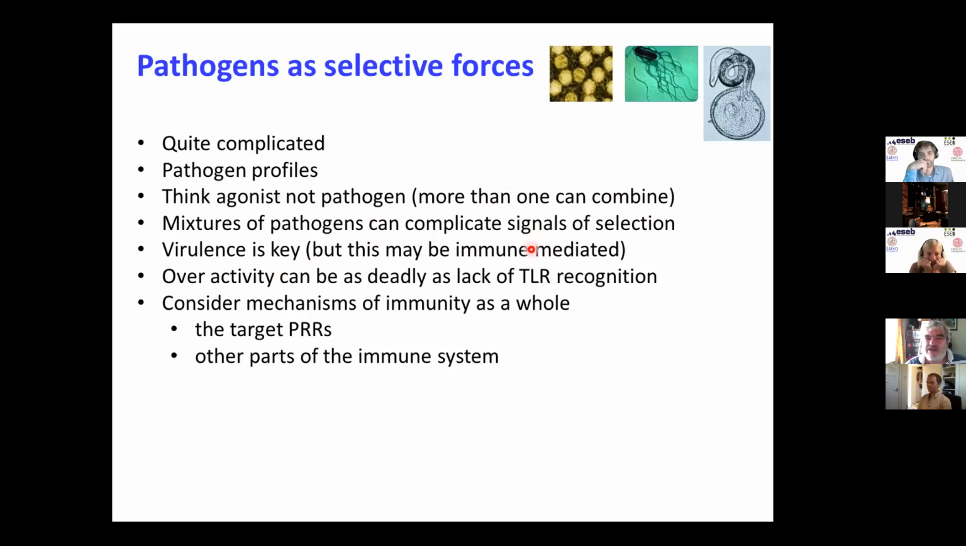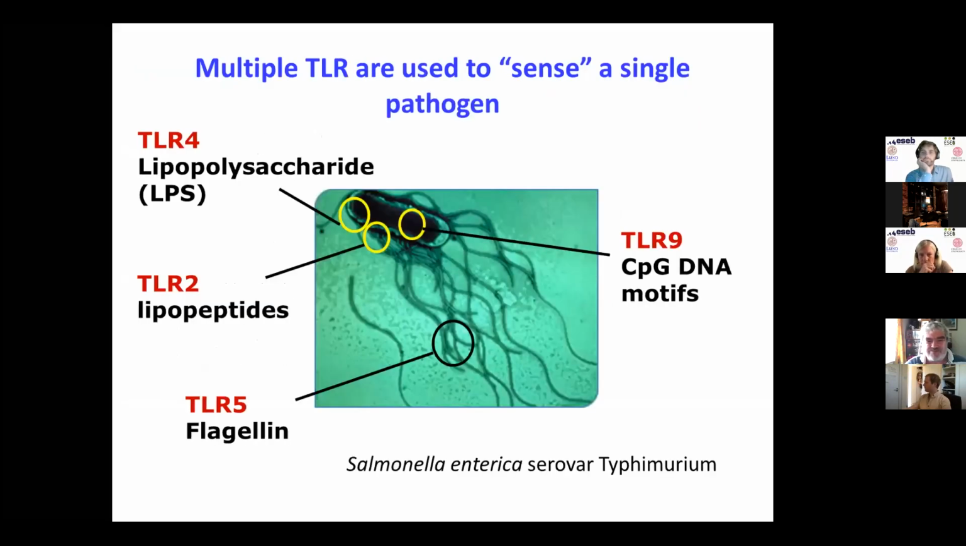We've already talked about how dangerous toll-like receptors are. Overactivity can clearly be as deadly as a lack of TLR recognition. Consider the mechanisms that TLRs are existing in, the mechanism of immunity as a whole, not just the target PRRs, but other parts of the immune system. The system acts as a whole, so this is quite complicated to think about, but actually TLRs don't function as the sole effective mechanism against any infections.